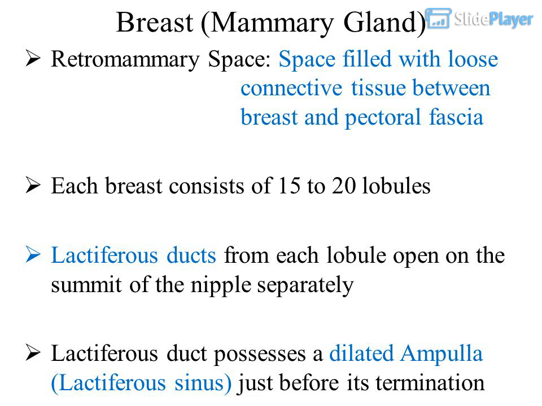Retromammary space: space filled with loose connective tissue between breast and pectoral fascia. Each breast consists of 15 to 20 lobules. Lactiferous ducts from each lobule open on the summit of the nipple separately. Each lactiferous duct possesses a dilated ampulla, the lactiferous sinus, just before its termination.